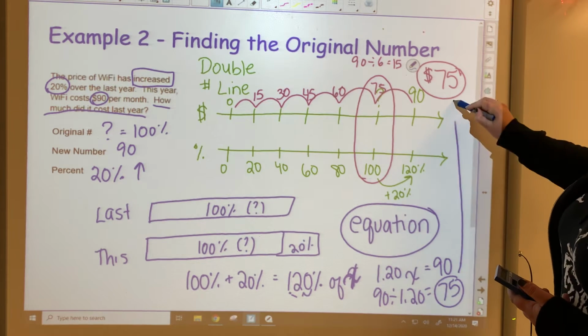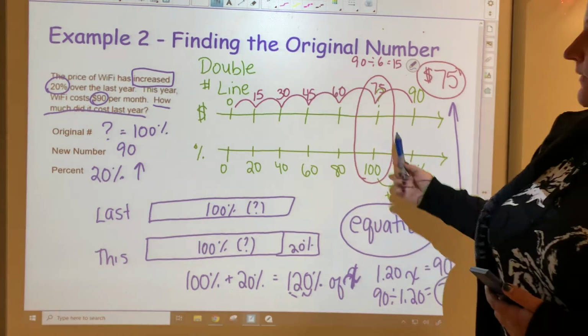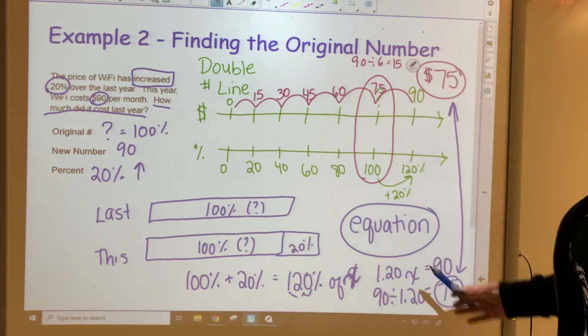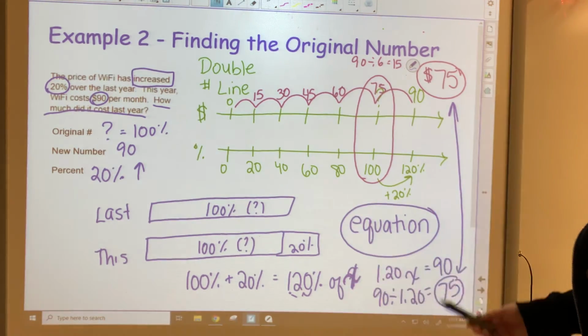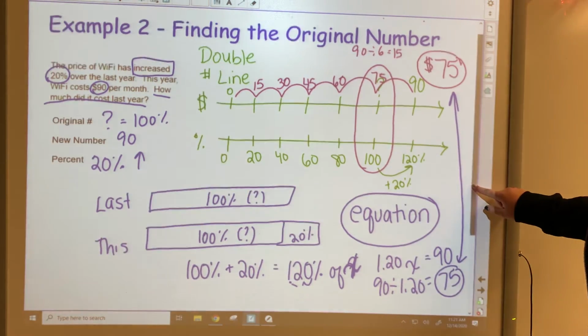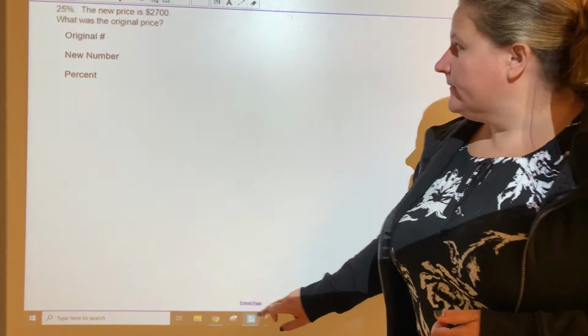Look, we got it two different ways. So drawing a double number line is a great way to show how it works. The equation is how algebra is using our algebra and probably kind of where we're going. So here's another one.